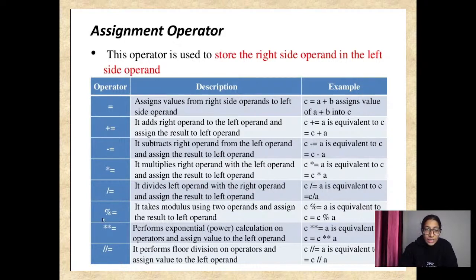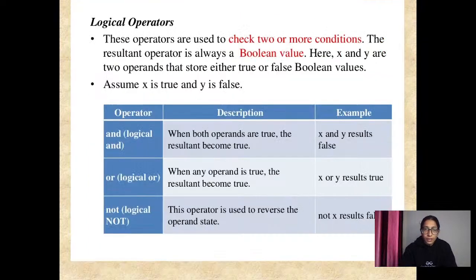Okay, so there is equal to operator, plus equals to, minus equals to. These symbols are just like the arithmetic operators, and only there is an equal to sign to assign some value, to store the right side operand in the left side operand. That is similar to that, but only the stored value will be changed in it.